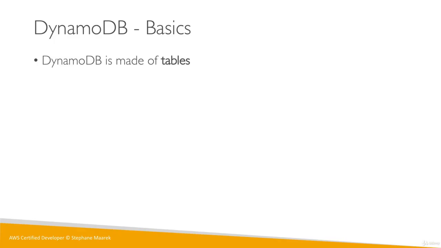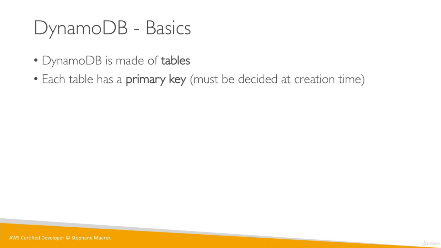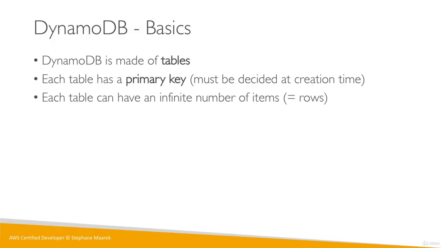It's made of tables. Just like a normal database, DynamoDB is made of tables, and each table will have a primary key, just like a traditional database. But this primary key is a little bit different. We'll see this in a few slides. Now, each table can have an infinite number of items, and items are the same as rows. So I will use items and rows interchangeably in my speech.